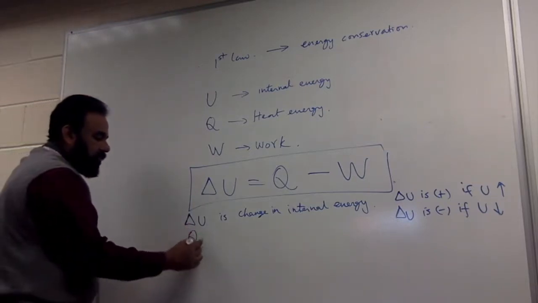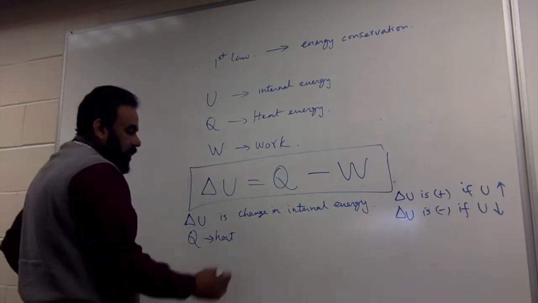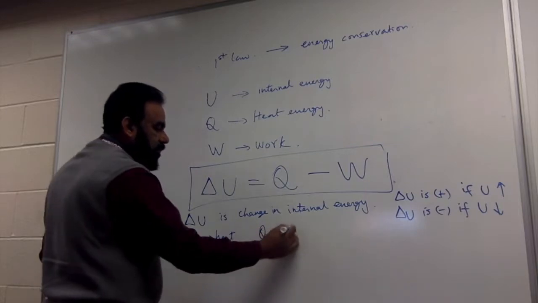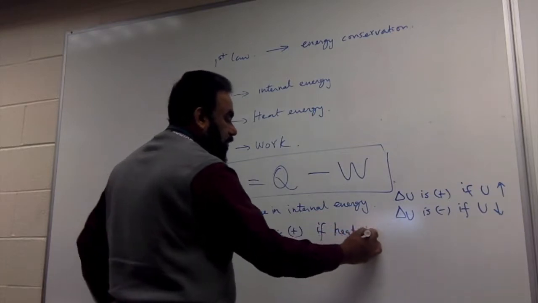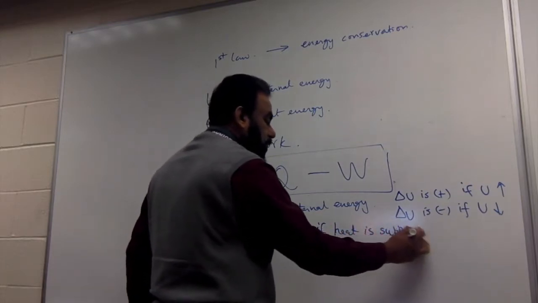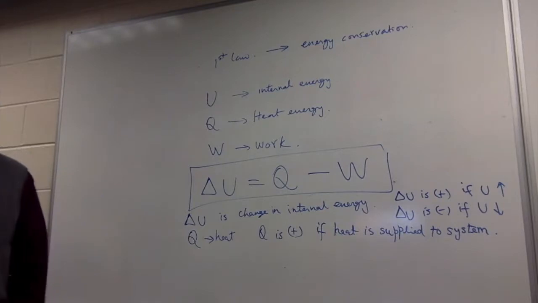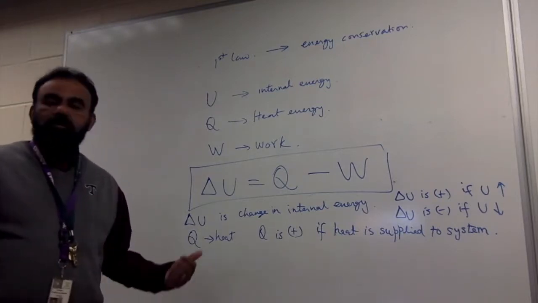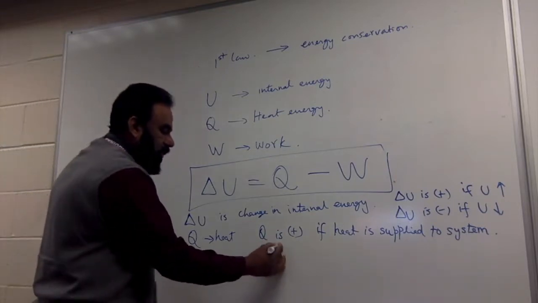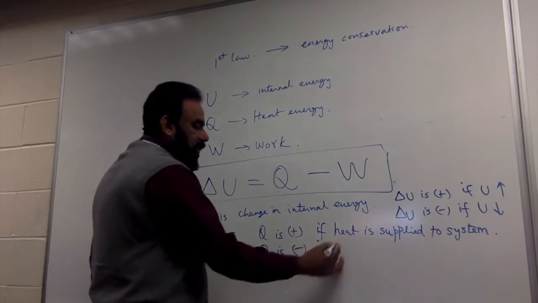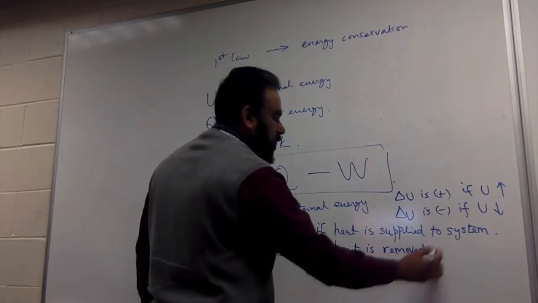Q is the heat. Q is positive if heat is supplied to the system. When heat is supplied to the system, that is when you have Q as positive. Like you put in heat, then that is positive. Q is negative if heat is removed from the system.